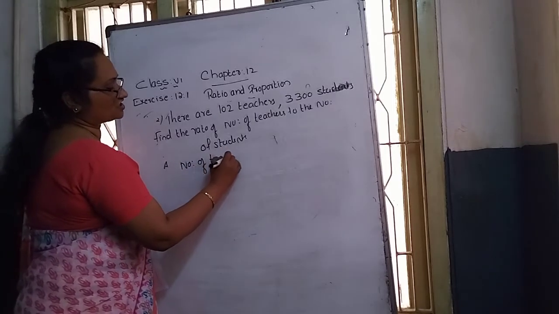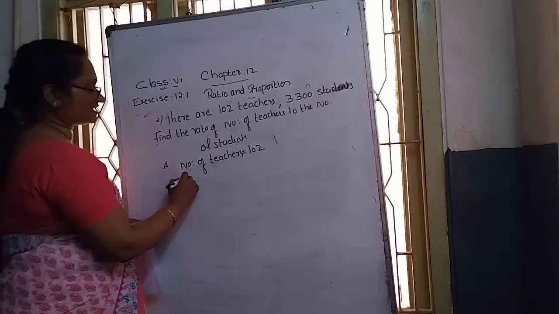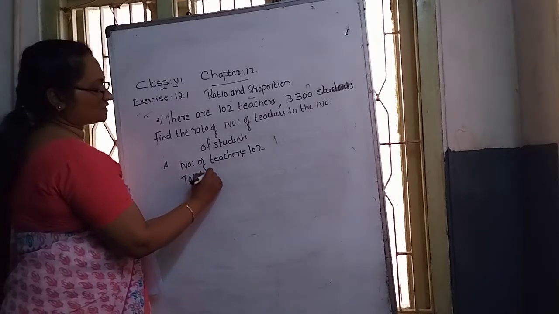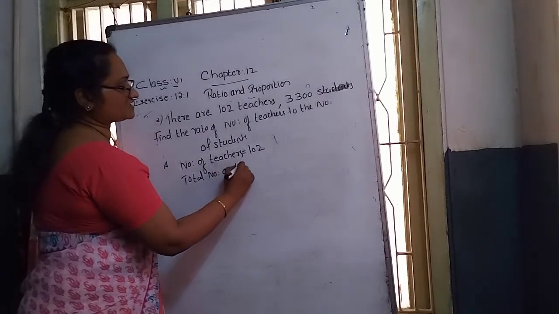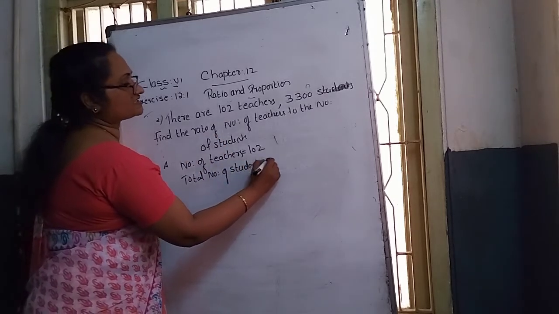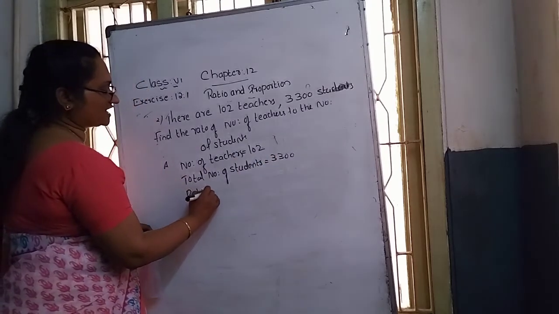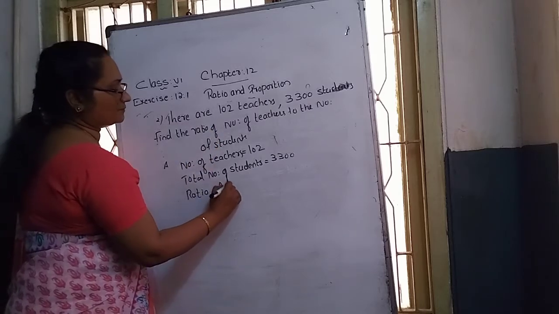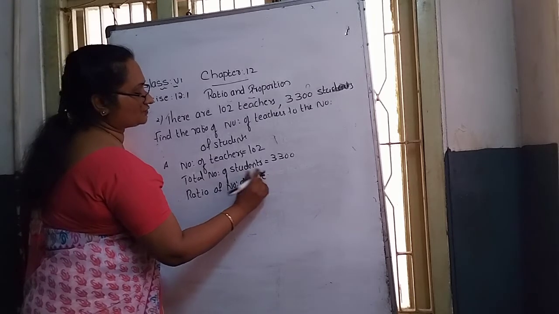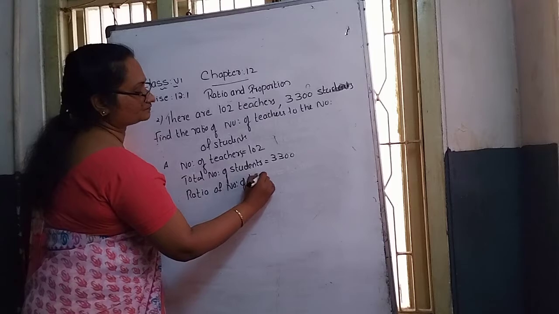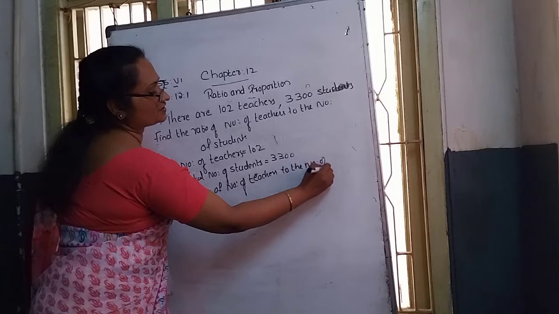First step, how many teachers are there in that school? 102 teachers. Then the total number of students. Second step, what is the strength of the school? The total number of students is 3,300. Then third step, they ask you to find the ratio of the number of teachers to the number of students.